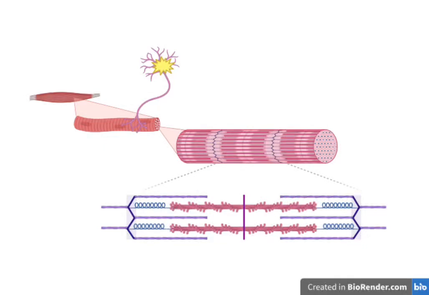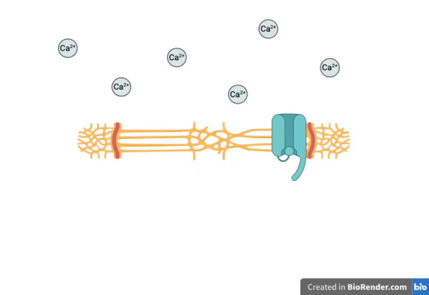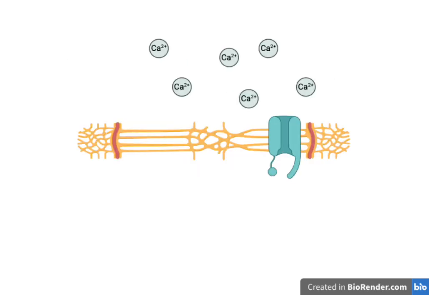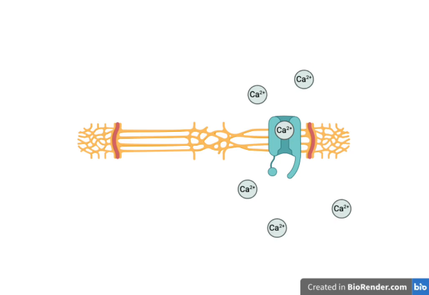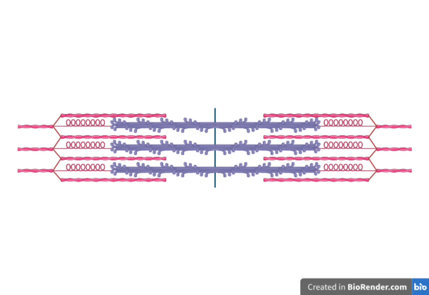The process begins when a motor neuron sends an action potential to a muscle cell. This action potential travels down the T-tubules, which are extensions of the muscle cell membrane that penetrate deep into the cell. The action potential triggers the opening of voltage-gated calcium channels in the sarcoplasmic reticulum, or SR, a special organelle that stores calcium ions. The sarcomere is separated into Z lines, which anchor thin actin filaments.